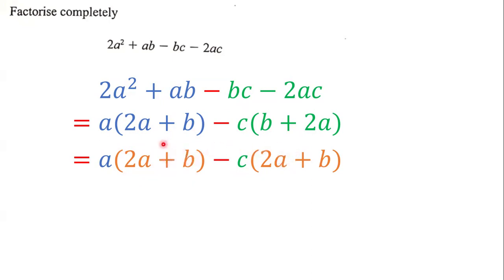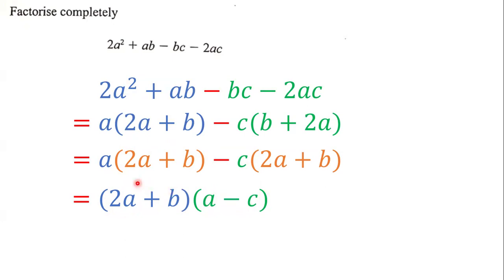And so that means that 2a plus b and 2a plus b, we could factor it out, because it is a common factor of this term and this term. So we're going to factor out this term, 2a plus b. And when we factor it out, what do we have left? Well, what we have left is a minus c.